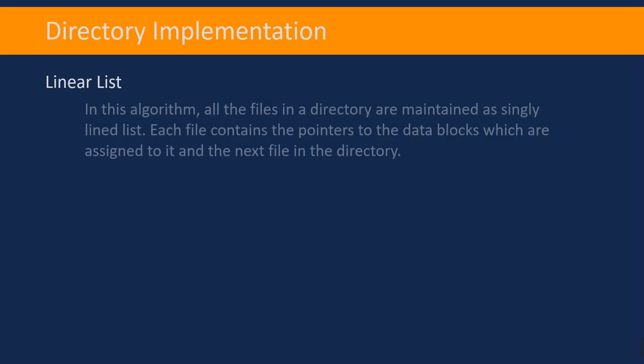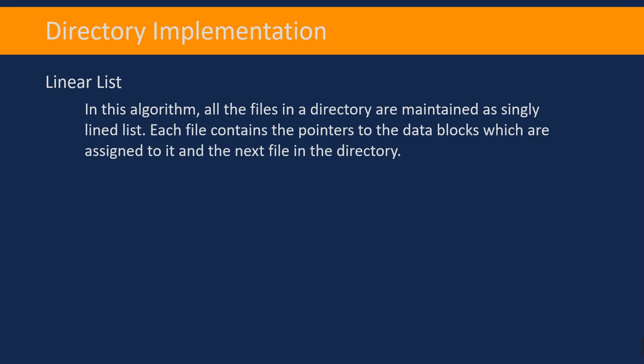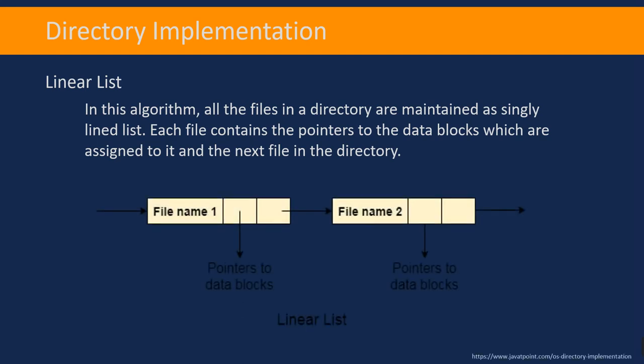Linear list. In this algorithm, all the files in a directory are maintained as a singly linked list. Each file contains the pointers to the data blocks which are assigned to it and the next file in the directory. So this is how it looks. You have the file name, and then after the file name you have another block there. It points to the data blocks, and then of course the next is the second file. So it's like a straight line.